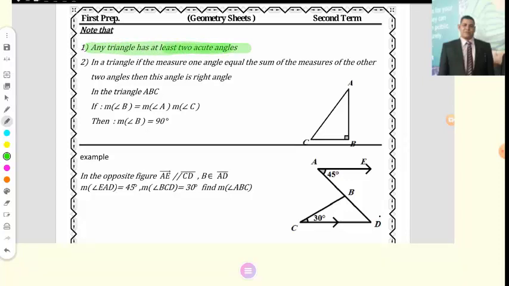The second note: in a triangle, if the measure of one angle equals the sum of the measures of the other two angles, then this angle is right. In this triangle, we have three angles. If measure of angle A plus measure of angle C equals measure of angle B, then measure of angle B must equal 90 degrees. Here, we have an example.